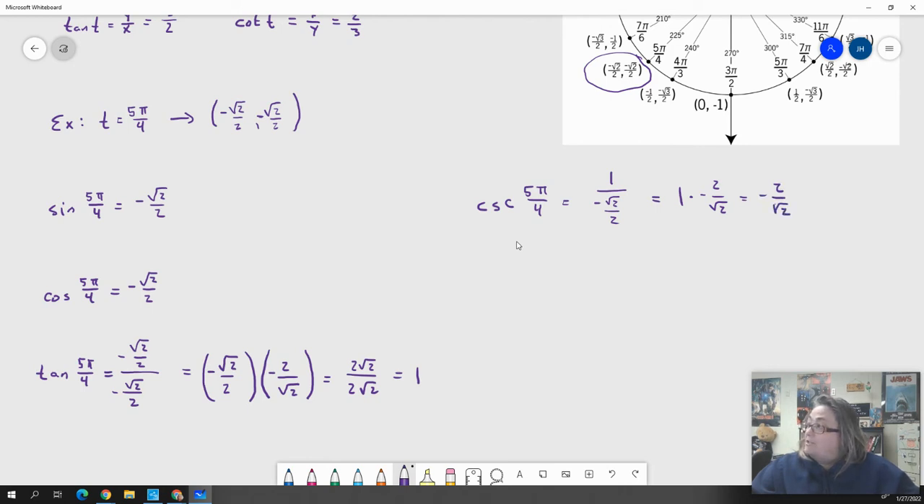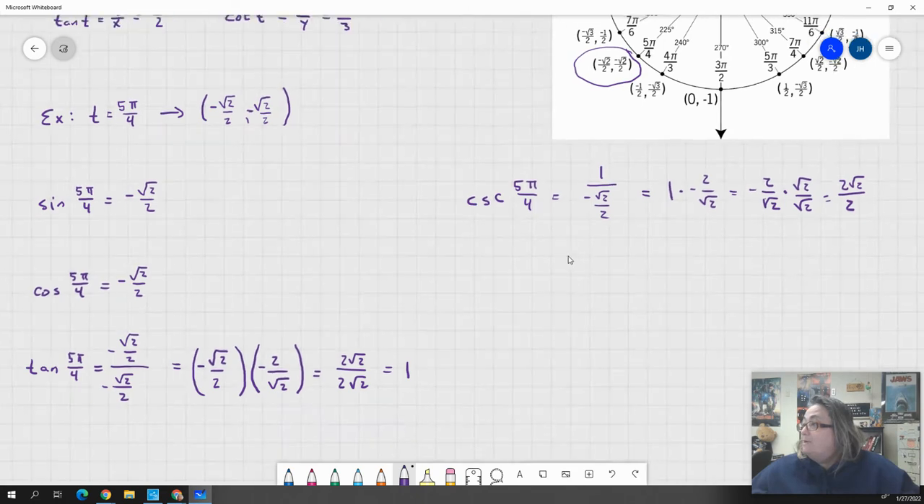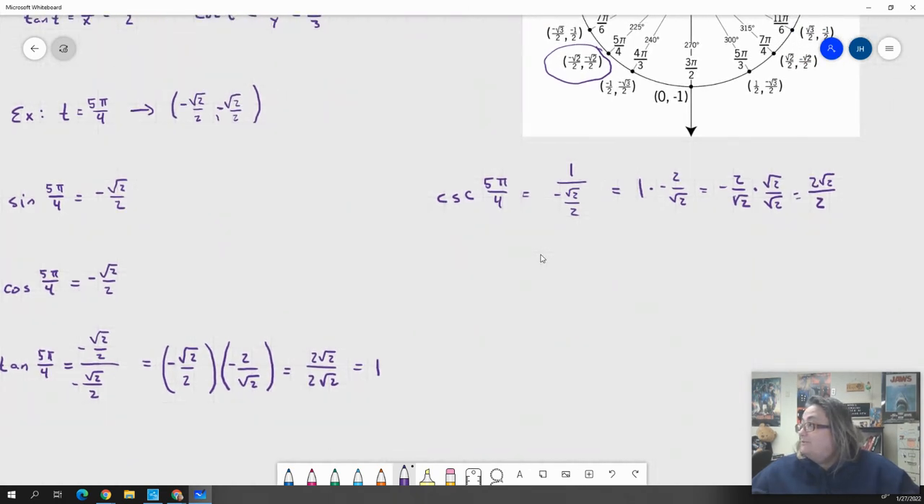But I have to rationalize that denominator. I'm not allowed to have a square root in the denominator. So I'm going to multiply this times radical 2 over radical 2. Why would I do that? Because when I multiply these denominators together, I get what's under the radical. And then I wind up with 2 rad 2. And notice those 2's cancel, right? 2 over 2 is just 1, and I'm left with just radical 2.